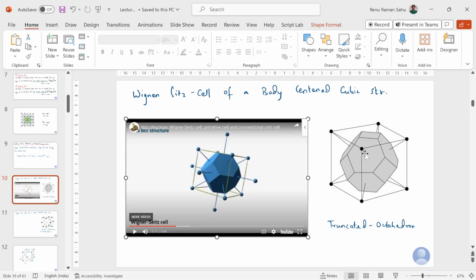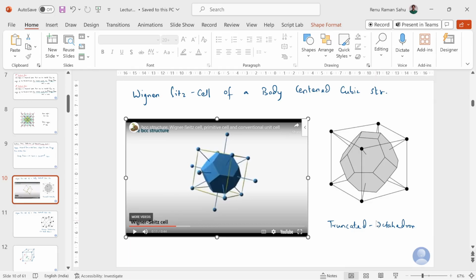And this particular structure that you get as a result of this is called a truncated octahedron. This is just the name of it. If someone asks you what the Wigner-Seitz cell of a body-centered cubic lattice is, you have to answer that it is a truncated octahedron.